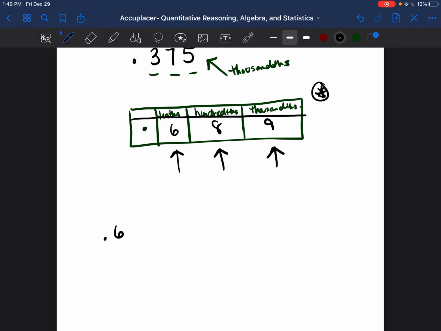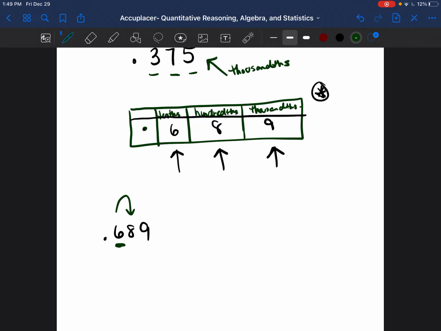So if I had 0.689 and they told me round to the nearest tenth, I need to know place values. I need to know that the number 6 is in the tenths place. Whatever place they're telling you to round, you underline that number. The 6 is in the tenths place, so I underline the 6. Then you draw an arrow to the number next to it, to the right.